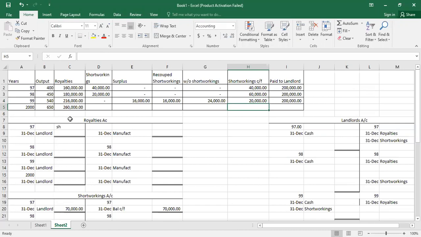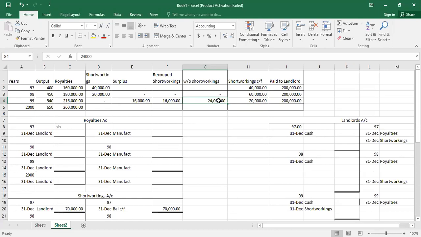We've written 24 down, isn't it? In the year 1997, our short workings carried forward was 40, isn't it? Of these 40, we've been able to recoup 16. We've written off 24, isn't it? So the carried forward is 20, isn't it? Yeah, because we've written off the 24.